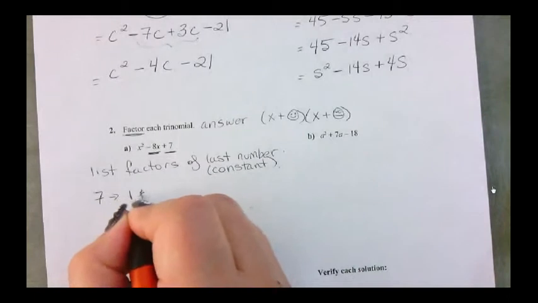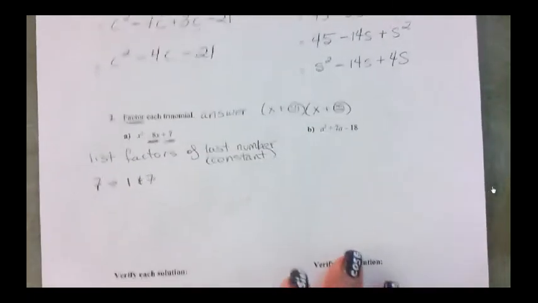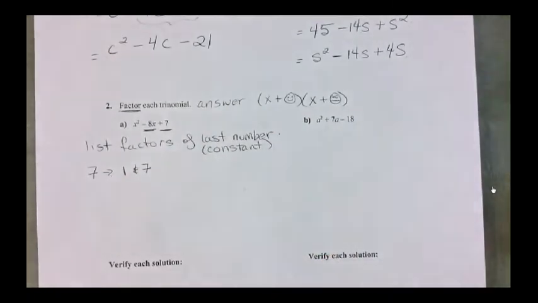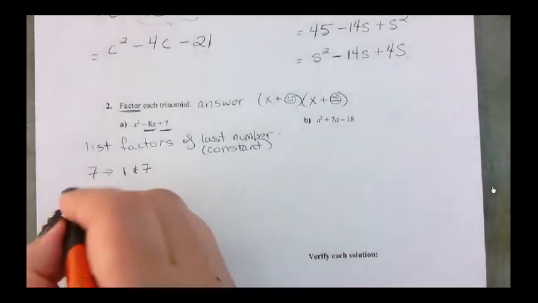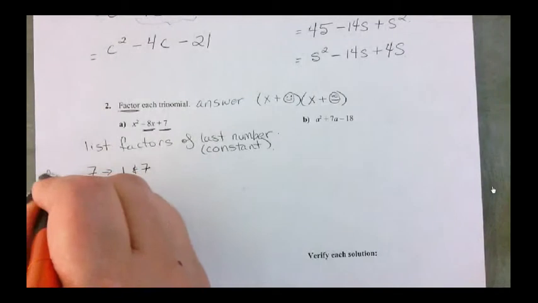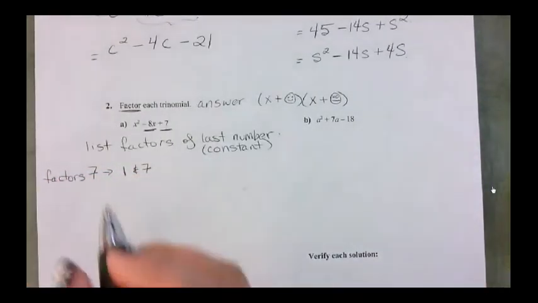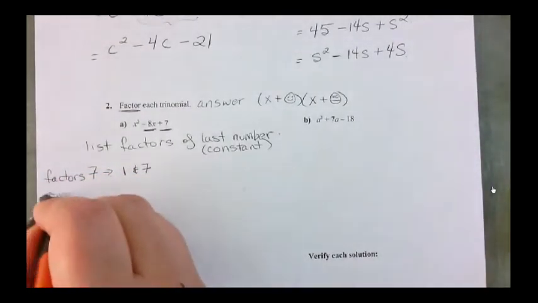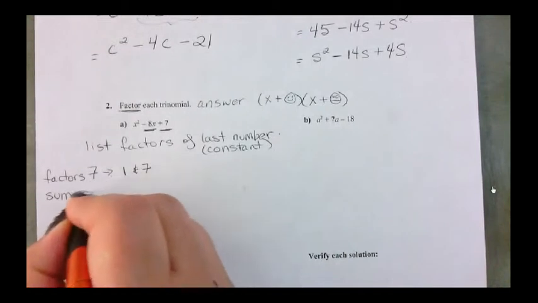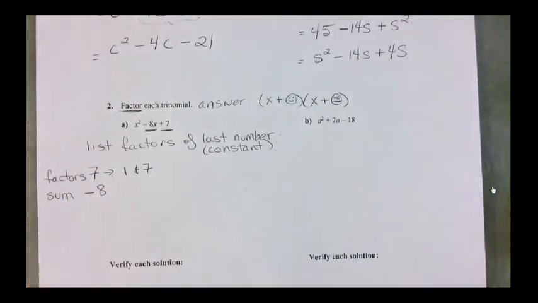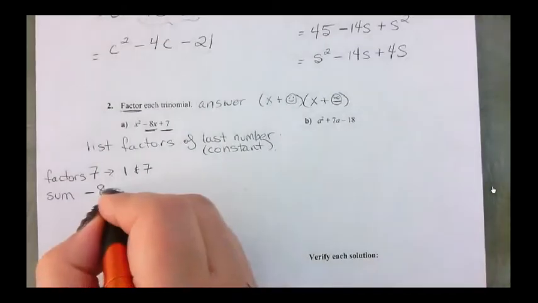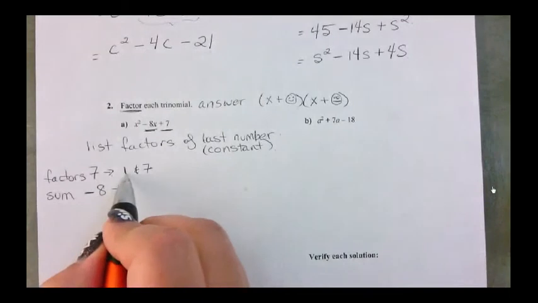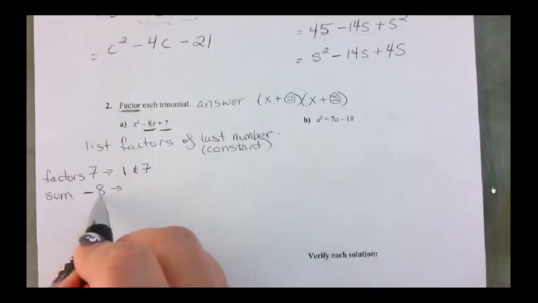1 and 7. Okay. And how can I combine that to make a -8? So I need the factors of 7, and I need to combine them. I need them to sum up to -8. So how am I going to get that to happen? How can I put these two numbers together to make them add up to -8?